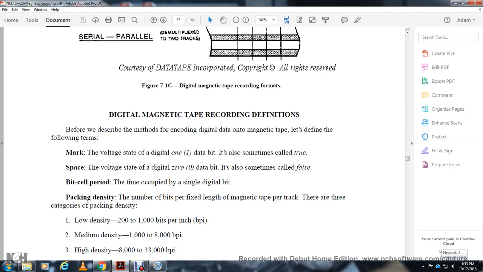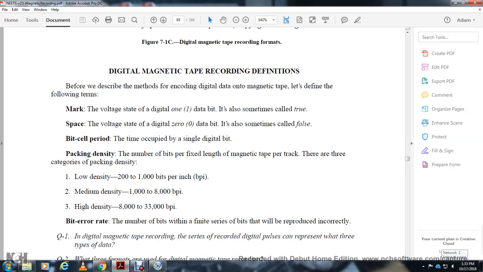Packing density is the number of bits recorded in a fixed length of magnetic tape track. There are three classes of packing density: low density, 200 bits per inch; medium density, 800 bits per inch; and high density, 1,600 bits per inch. Bit error rate is the number of bits in error per number of bits reproduced.